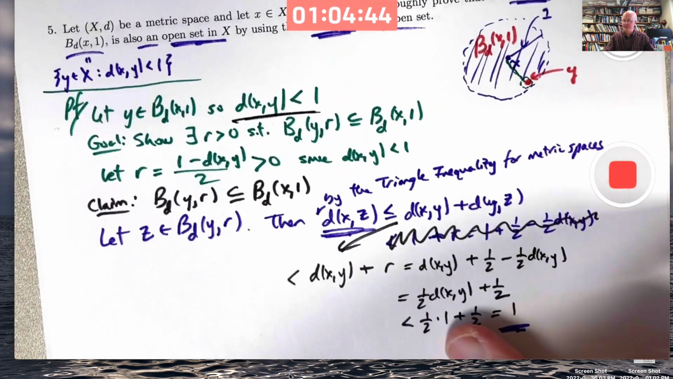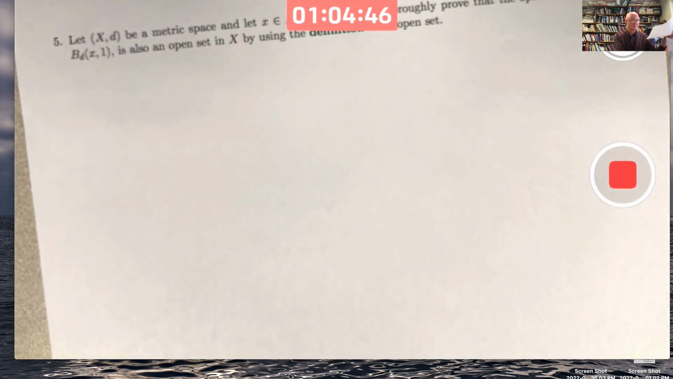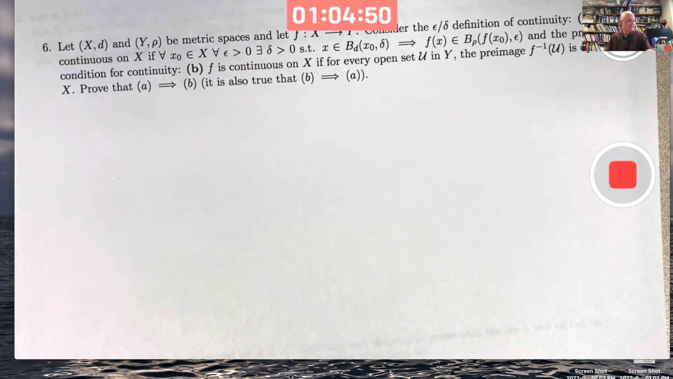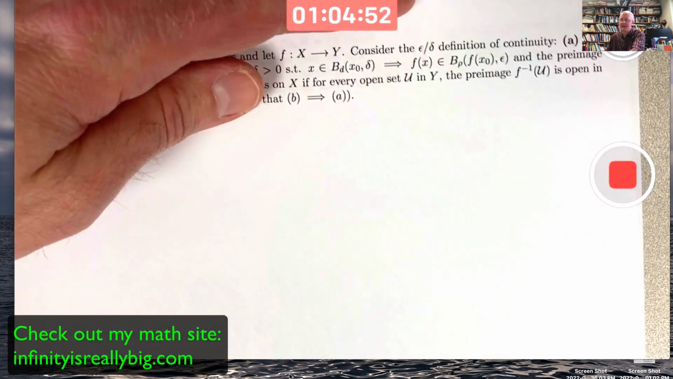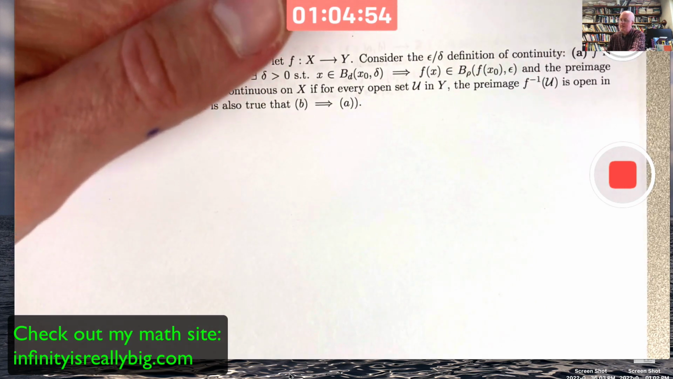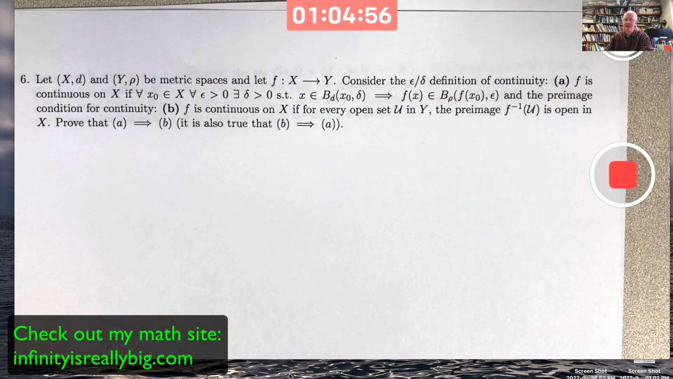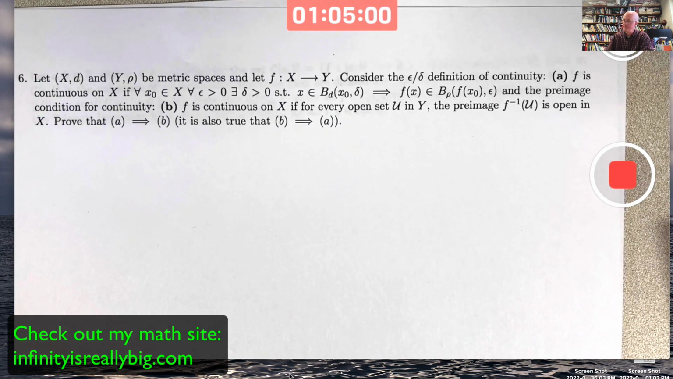On to the next proof. This is one direction of that condition earlier, of the equivalence of the epsilon delta definition of continuity with the condition about preimages. So what are we trying to prove?